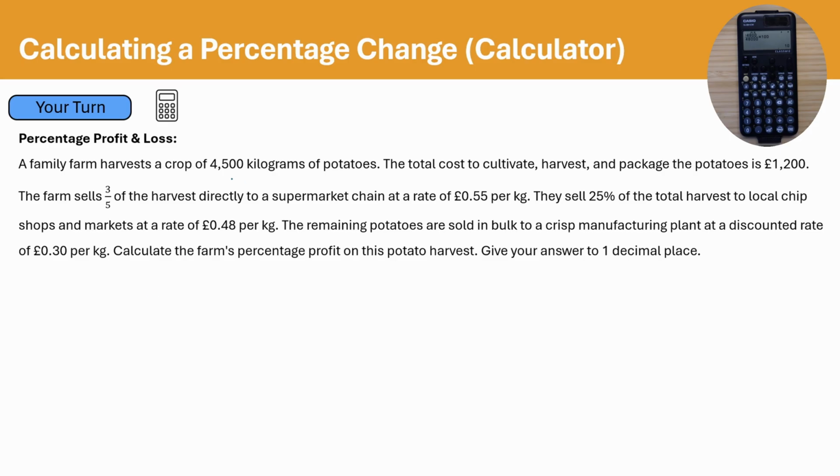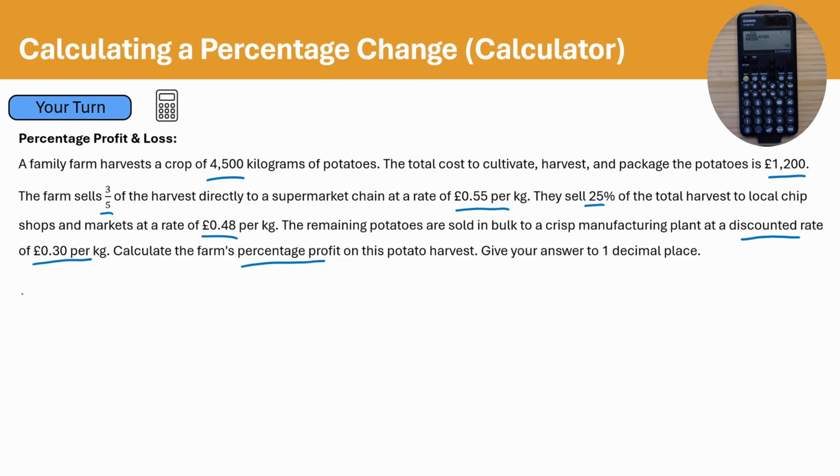A family farm harvests a crop of 4,500 kilograms of potatoes. The total cost to cultivate, harvest, and package the potatoes is £1,200. The farm sells 3/5 of the harvest directly to a supermarket chain at a rate of £0.55 per kilogram. They sell 25% of the total harvest to local chip shops and markets at a rate of £0.48 per kilogram. The remaining potatoes are sold in bulk to a crisp manufacturing plant at a discounted rate of £0.30 per kilogram. Calculate the farm's percentage profit on this potato harvest. Give your answer to one decimal place.